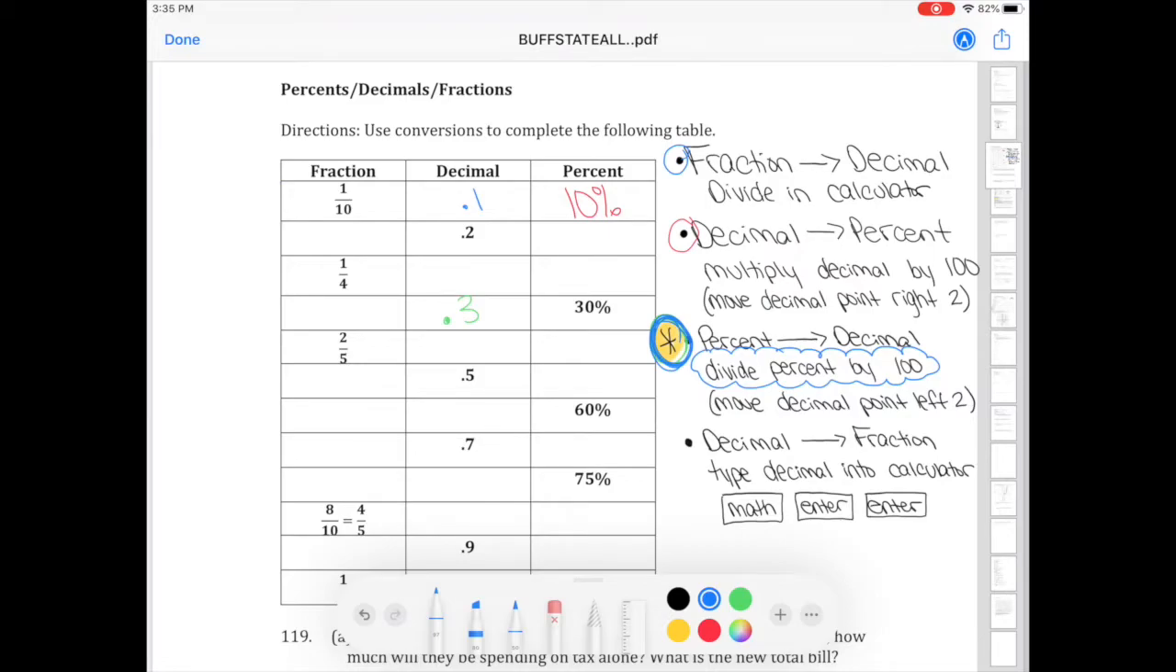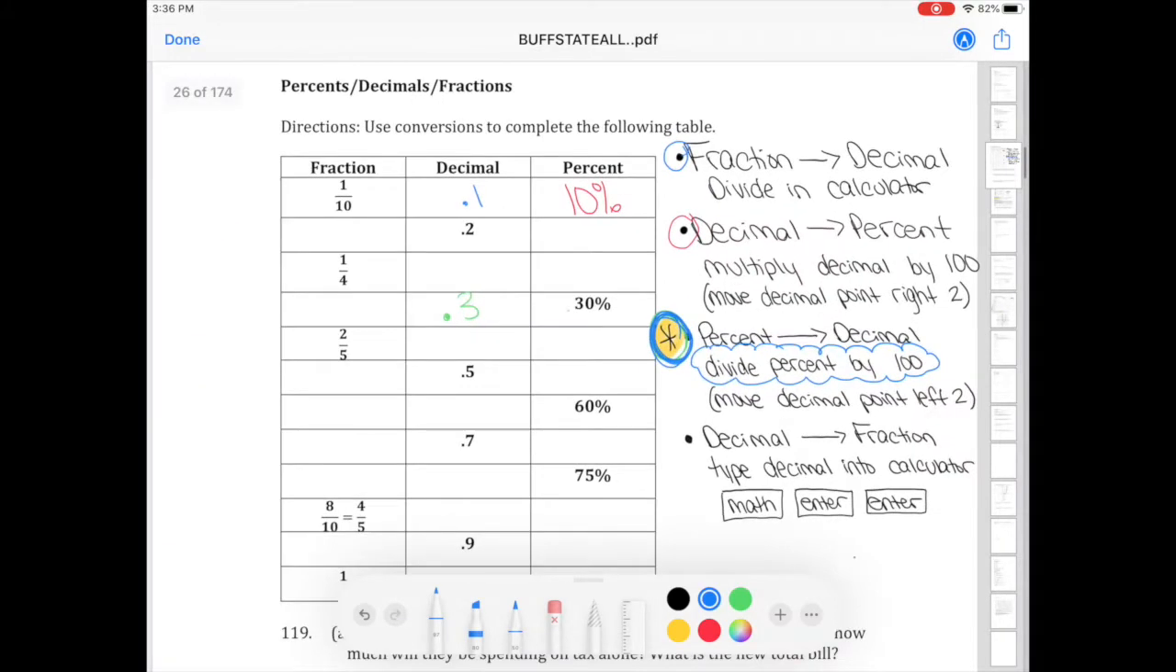That means you got 80 out of 100. If you get a 100%, you got a perfect score because you know that's 100 out of 100. So if you have a percent, like 30, you know that that's technically out of 100. So to get the decimal version of it, you just divide it by 100 to get there.